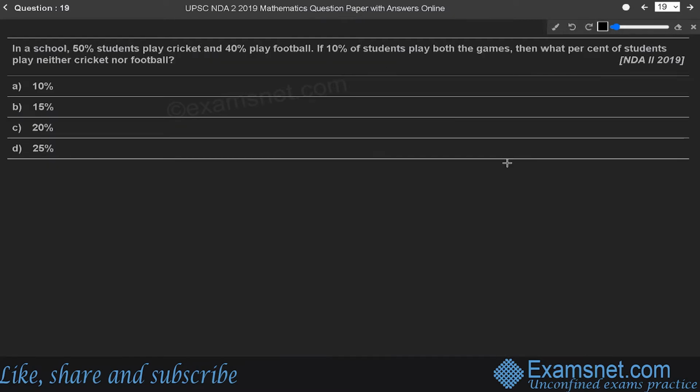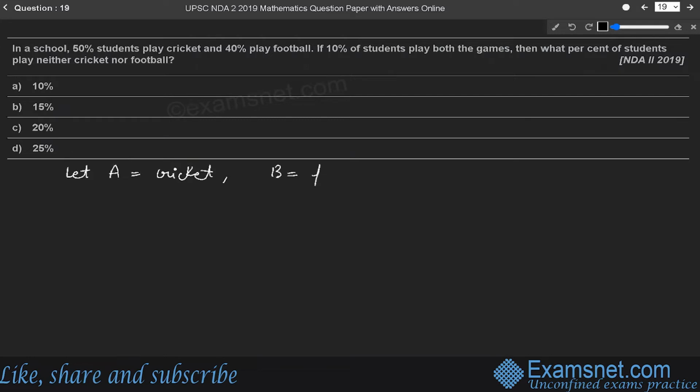Next question is, in a school, 50% students play cricket and 40% play football. If 10% of students play both the games, then what percent of students play neither cricket nor football? So let the number of students be A who play cricket.